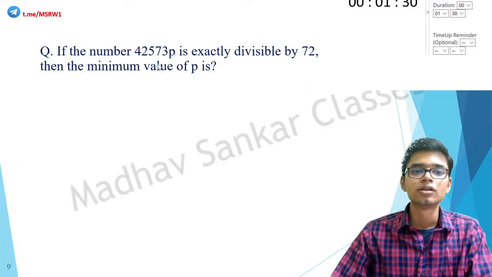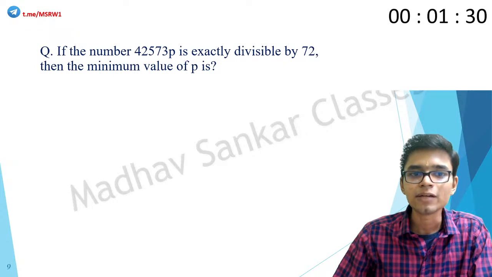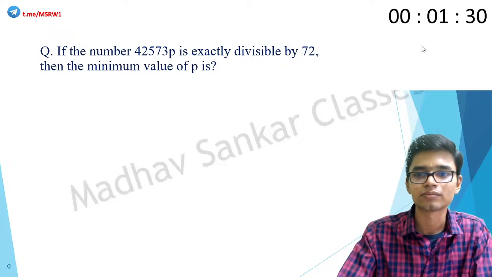If the number 4573p is exactly divisible by 72, then the minimum value of p is what? That is the question.